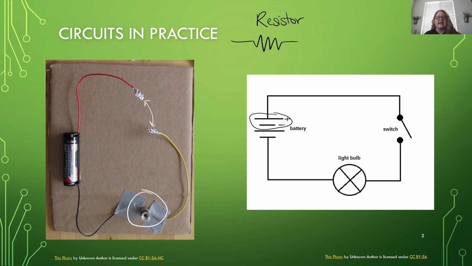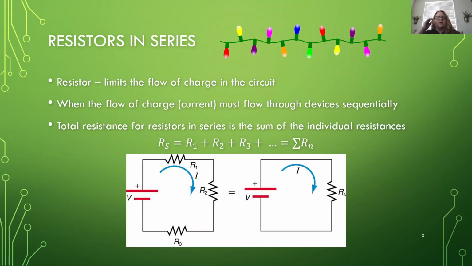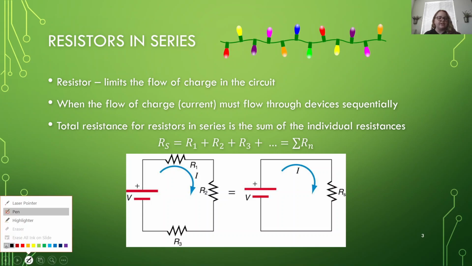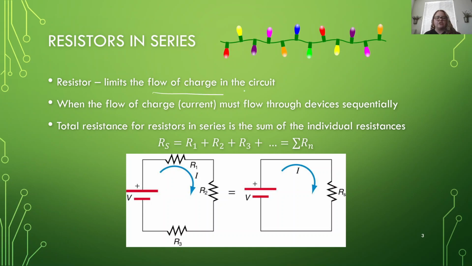So let's go ahead and start looking at different types of circuits. There are two types of circuits. There are circuits in parallel and circuits in series. And then, of course, when we start combining those, and we'll see that here in a minute. So let's talk about resistors in series. Okay, remember that a resistor limits the flow of charge in a circuit. So it's slowing down our flow of charge or our current.